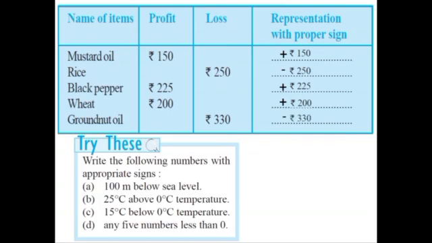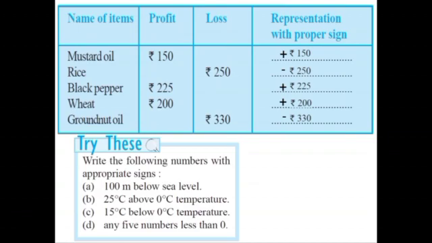Okay, now just try this one. Write the following numbers with appropriate sign. Normally, sea level is considered as 0. The heights above sea level are considered as positive numbers and the levels below sea level are considered as negative numbers. The temperatures above 0 degrees Celsius are considered as positive numbers and the temperatures below 0 degrees Celsius are considered as negative numbers.